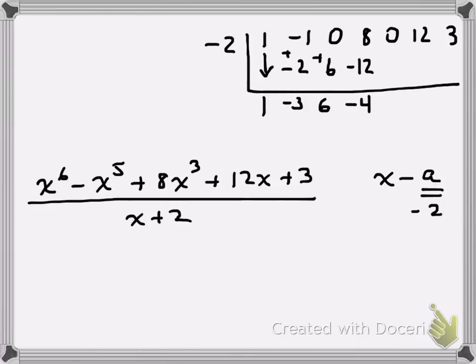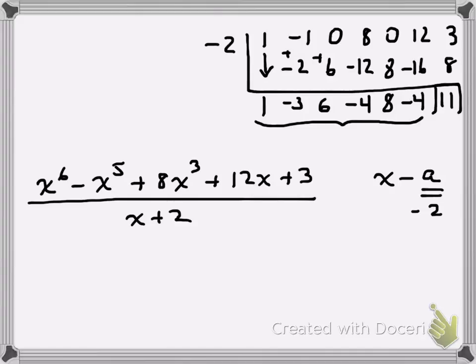Then negative 2 times negative 4 is 8. 0 plus 8 is 8. Then negative 2 times 8 is negative 16. So we have 12 minus 16, negative 4. And then finally negative 2 times negative 4 is 8. And we add 3 plus 8 is 11. Okay, so now these numbers here represent the coefficients of our quotient, and this 11 here represents our remainder after having done this division.